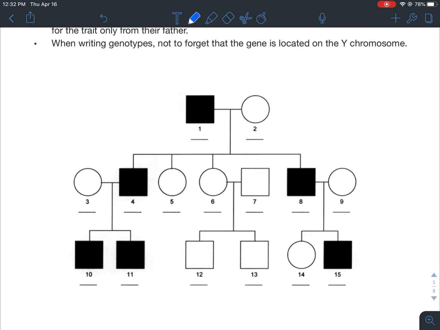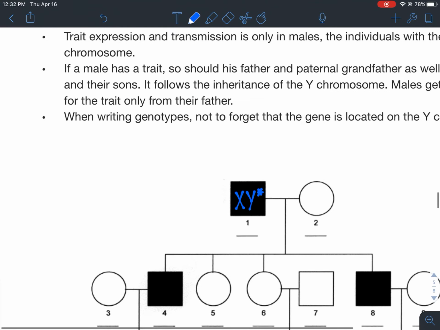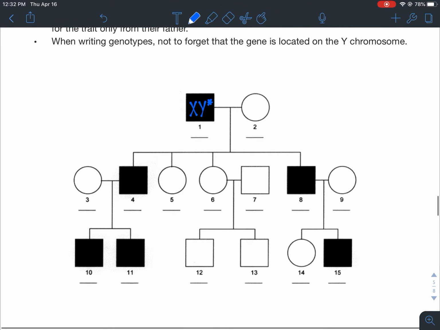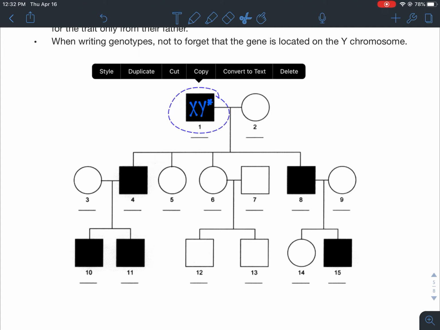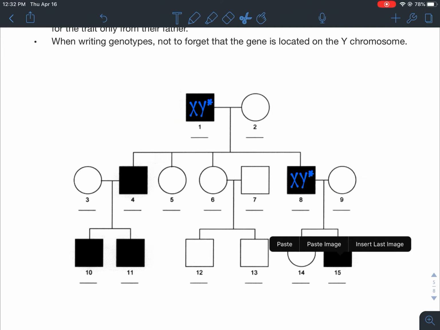So I'm going to just give you an example here. Again, on this, I like to start off with what must be the case, and that is that this is inherited on the Y chromosome. So the males that are shaded here are the ones that actually have the trait. So in filling this out, I'm going to write down X and then Y, and I'm going to just asterisk the Y. This just means that he has the allele for this particular trait of hairy ears. So I'm going to go ahead and copy that and paste it in on all of the guys that have that.